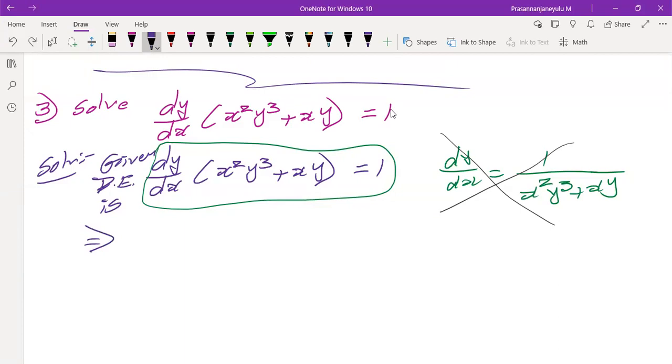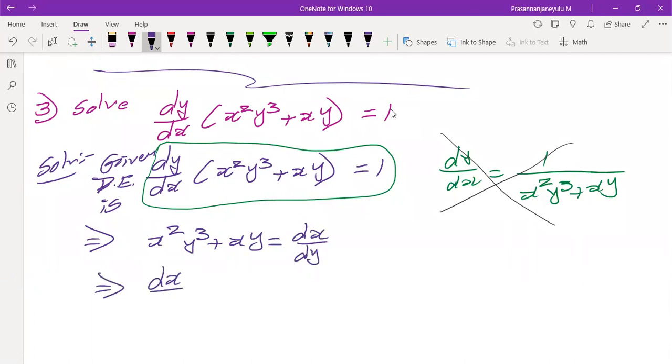So what we have to do, we discussed a problem in our linear case, like x plus 2y square into dy by dx equals to 1. What we did was take this dy by dx to the right hand side. It is in the product, so taking it to the right hand side it becomes reverse. So the left hand side is x square y cube plus xy is equals to dx by dy. Now rewriting this equation, dx by dy.